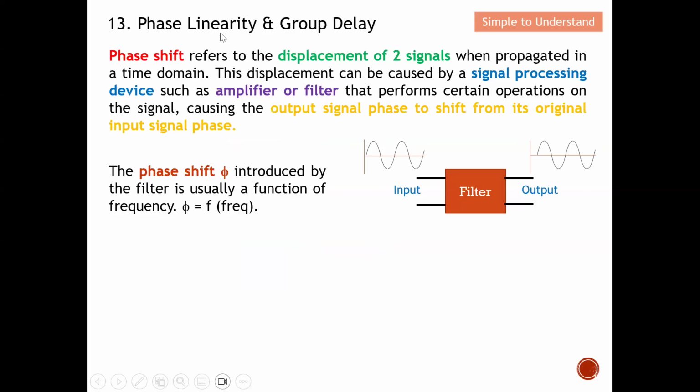Next, we talk about the phase linearity and also the group delay. Let's start with the phase shift first. Phase shift refers to the displacement of two signals when propagating in the time domain.